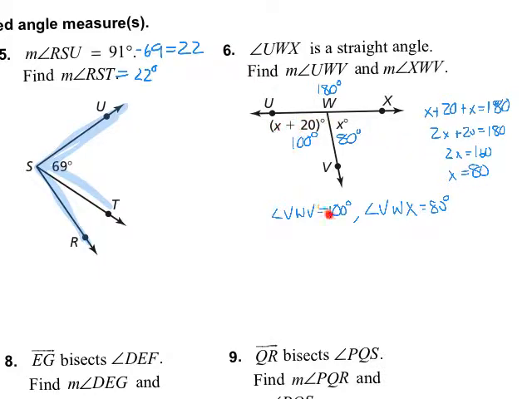I put VWV, or maybe that's supposed to be a U. UWV is 100 degrees. VWX is 80 degrees. Any questions there? And I do want you to get in the habit of depicting answers like this, making sure to put on the proper notation. Angle VWX equals 80. And obviously it could be XWV, okay? So you guys can have some differences like that in there.